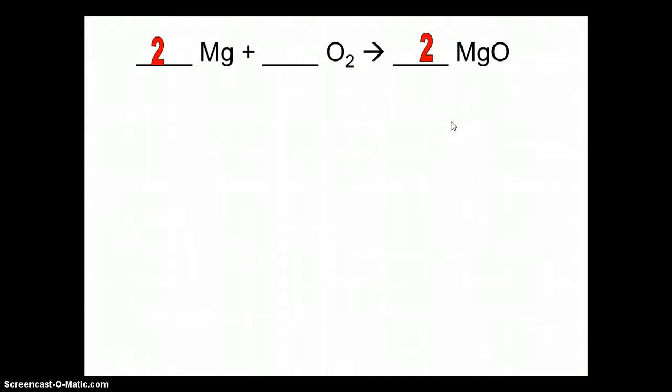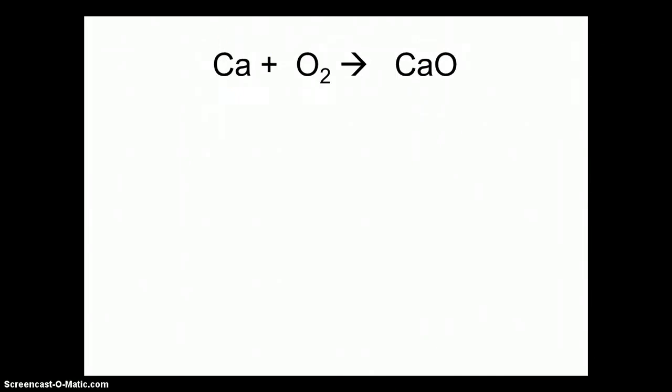Again, pause and think about it if you need some time. Here's another example. On the left, I have a calcium atom. On the right, I have a calcium atom. On the left, I have 2 oxygen atoms. On the right, I only have 1. So I'm going to add a coefficient of 2 in front of this molecule. Now I have 2 calciums and 2 oxygens. So I need to add another coefficient to the left. So that gives me 2 calciums on the left, 2 oxygens on the left, 2 calciums on the right, 2 oxygens on the right.